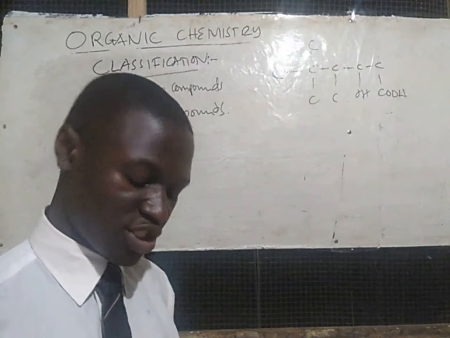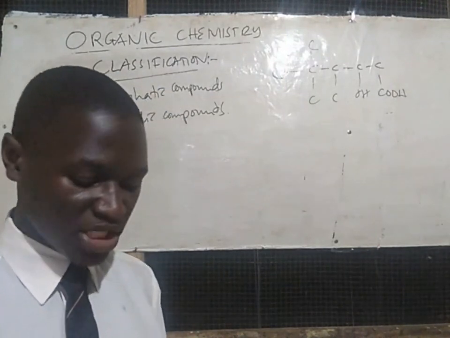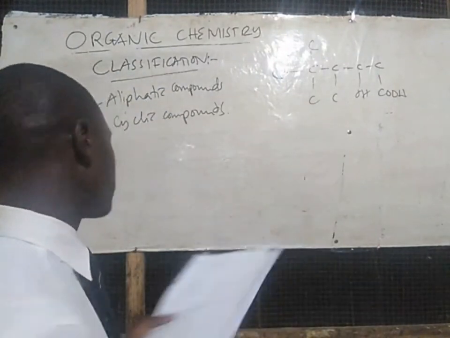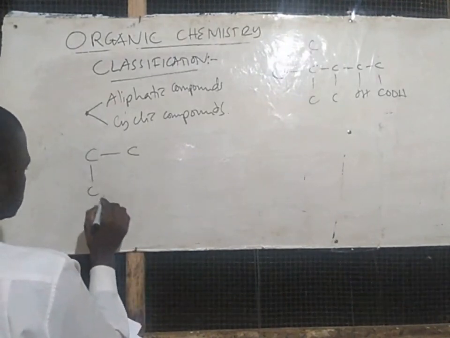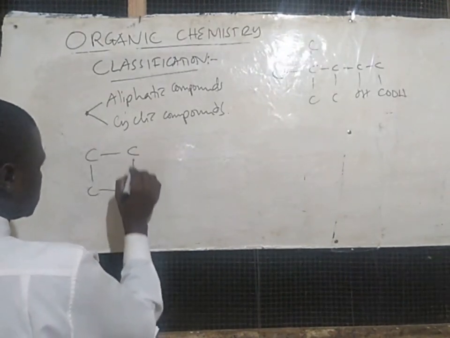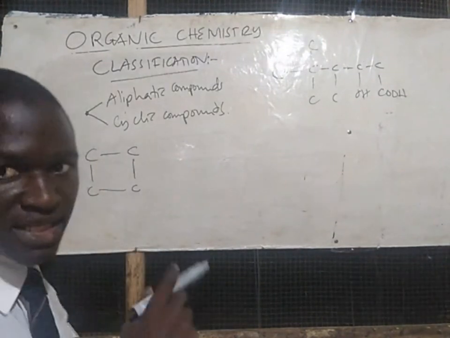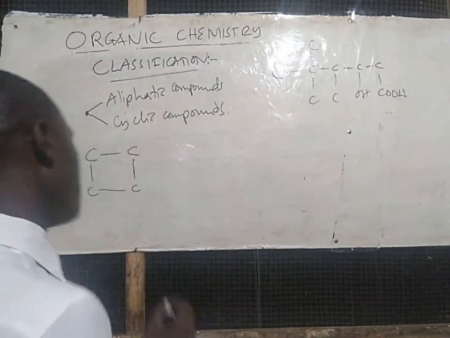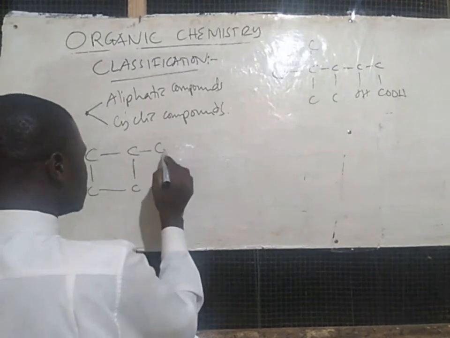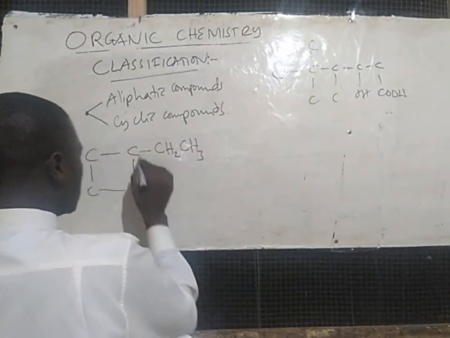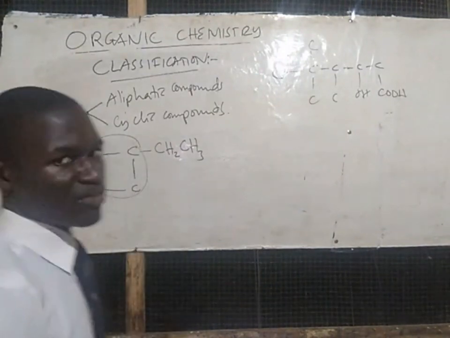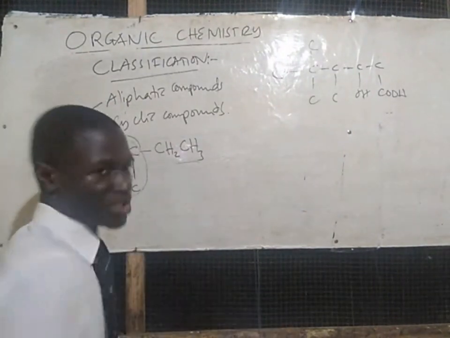Cyclic carbon chain structure. The structure may be branched or straight. When you are talking of straight, maybe it is C, C, C, C, C. This is a straight cyclic carbon compound. But when you are saying it is branched, that means here maybe you have CH2, then CH3. So this will be the cyclic carbon compound, while this one will be the branch.